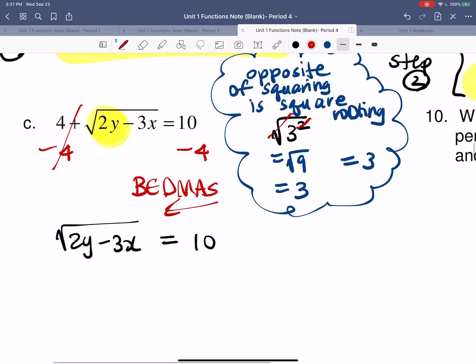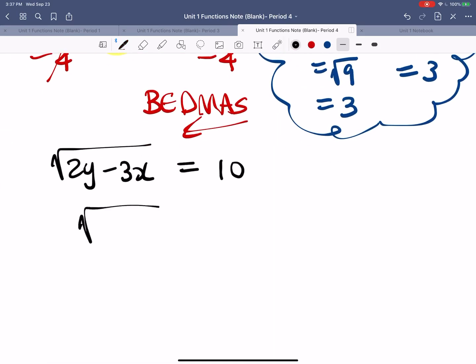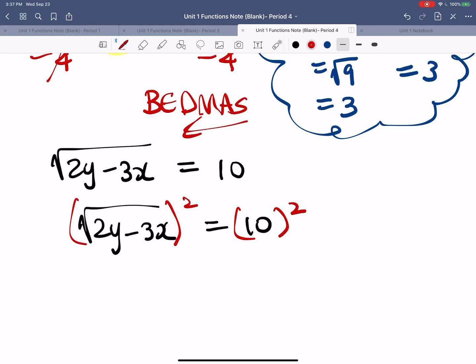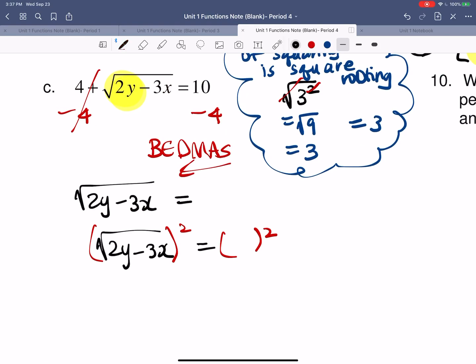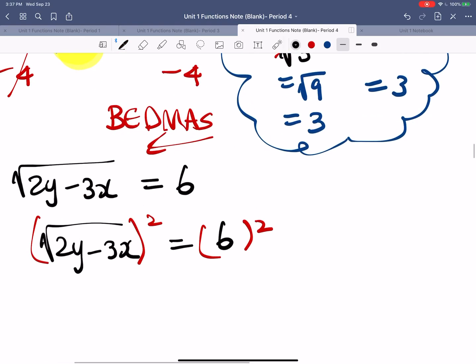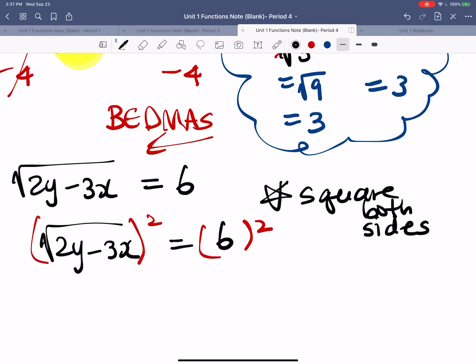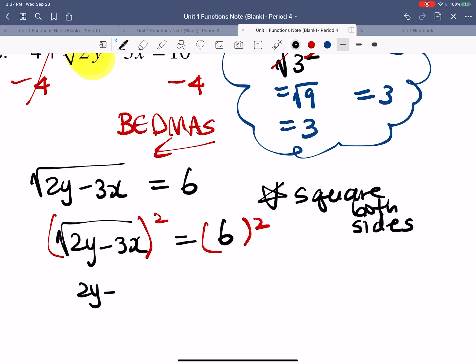So once we square both sides, let me just write down the square root of 2y minus 3x is equal to 10. I rewrote that step so I can show you that I'm going to square both sides. You might have noticed a mistake here. I should actually have 6 here because 10 minus 4 is 6. So here I'm going to square both sides, because what you do to one side, you have to do to the other. And so you get 2y minus 3x is equal to 36.